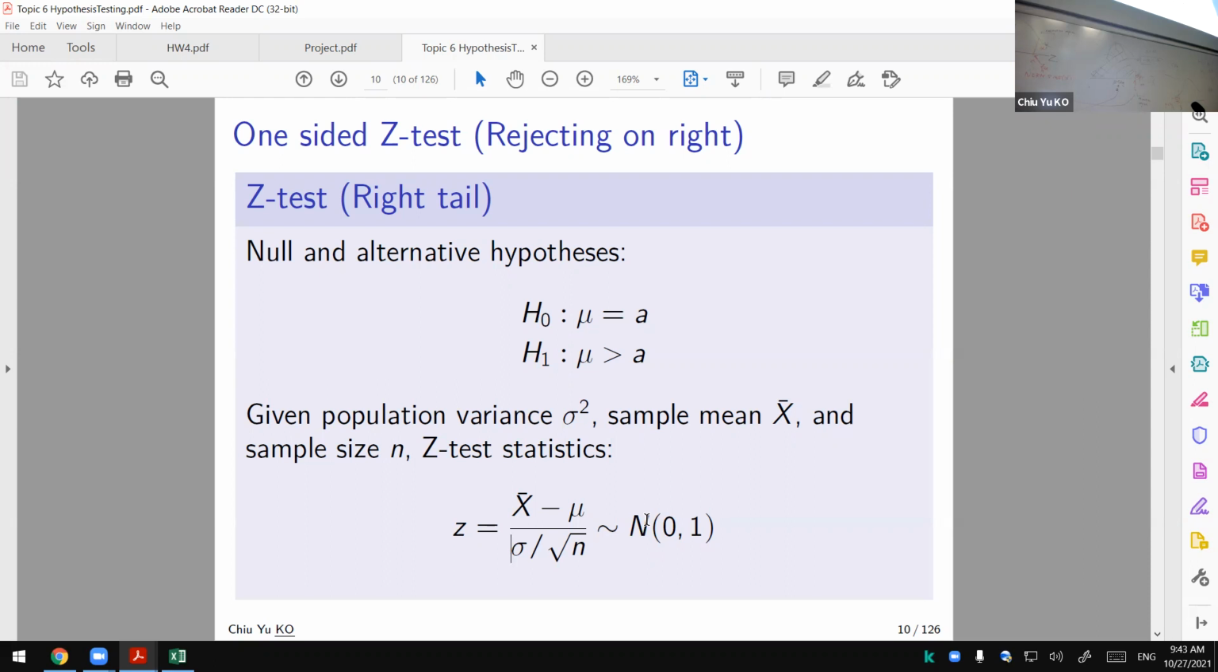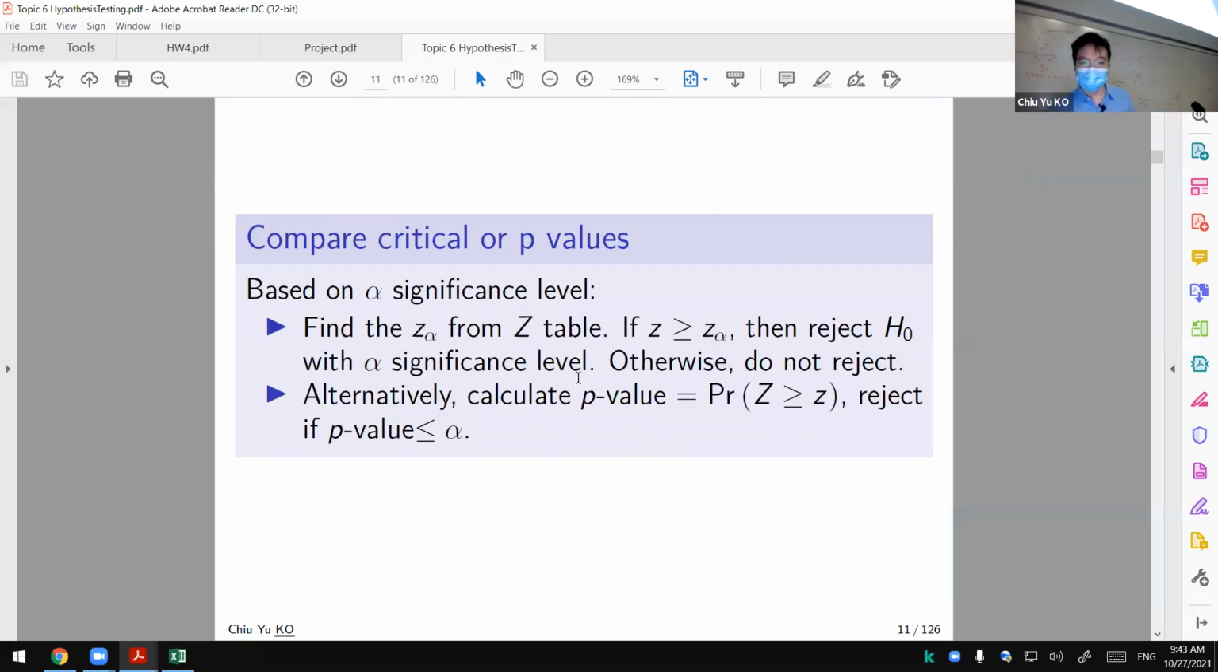Okay. Whether this is greater than Z alpha or not. If greater than Z alpha, then you reject. If less than that, you don't. So that is what is written here. Look at the Z alpha table, which is actually looking at this one: NORM.S.INV of alpha.